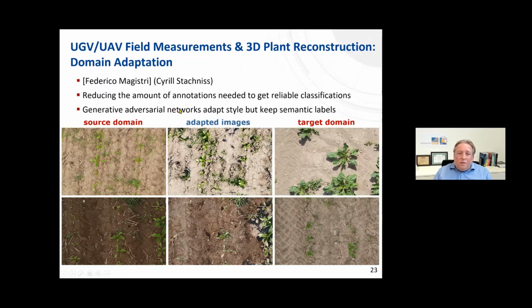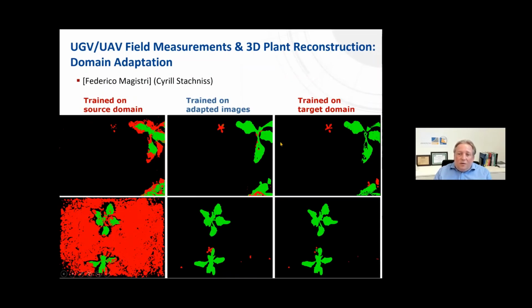a generative adversarial neural network is used to make these source domain images look more like the target domain. So it's kind of style transfer. It makes this look more like this, but it has the same labels. So we can train on these adapted images. And if you annotate and train on the target domain, you get, of course, good results.